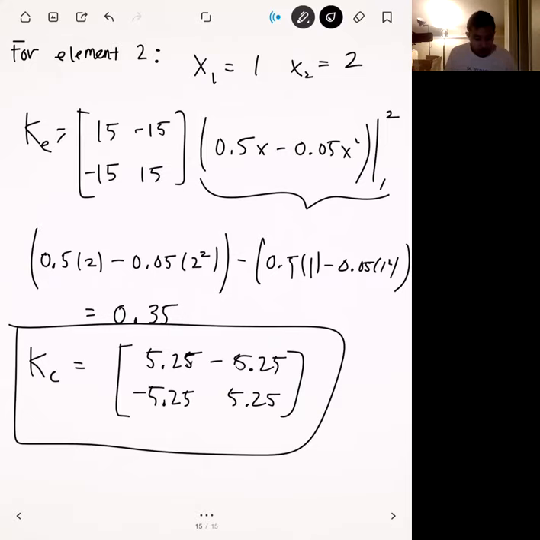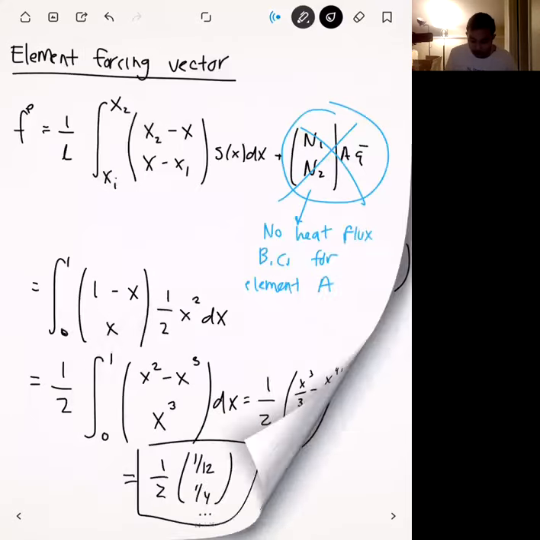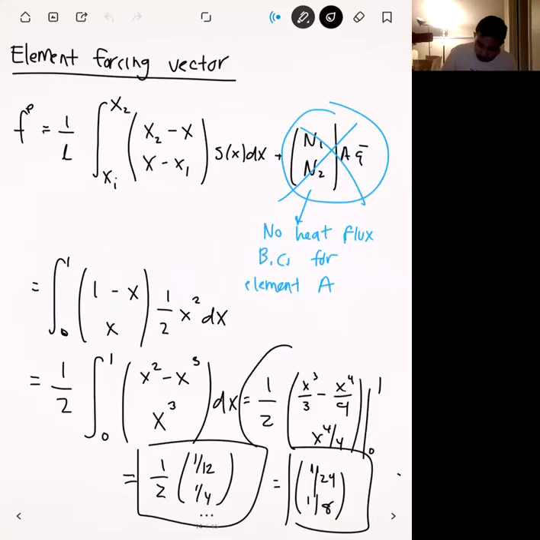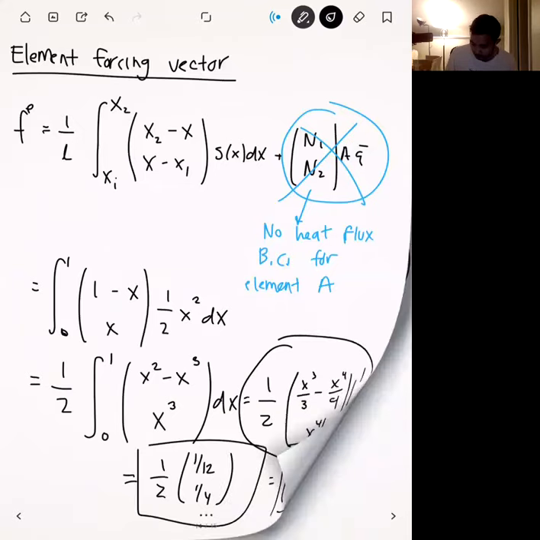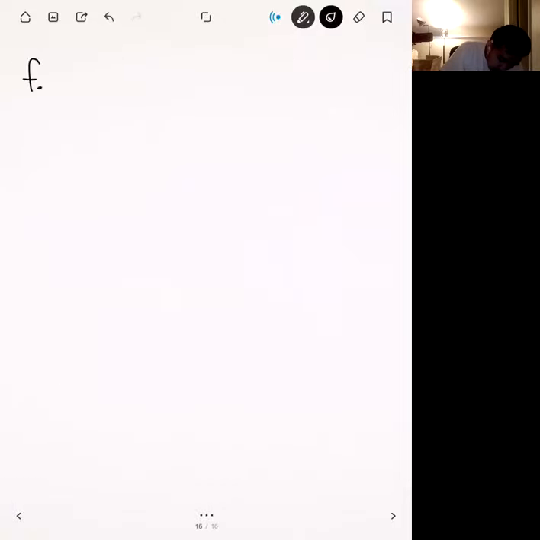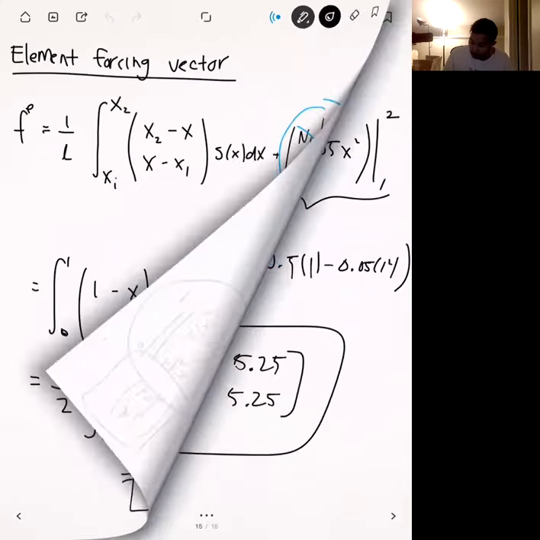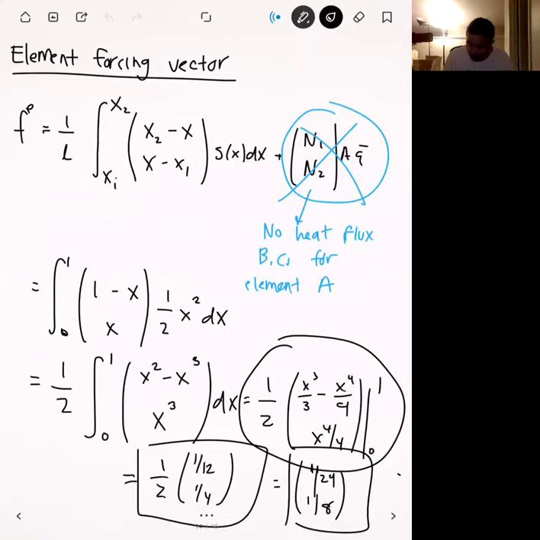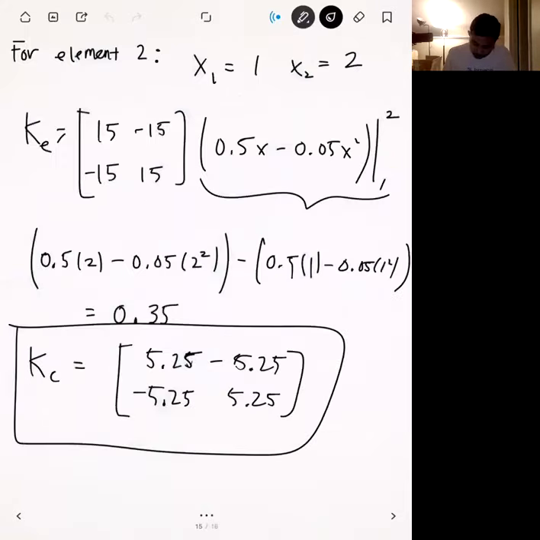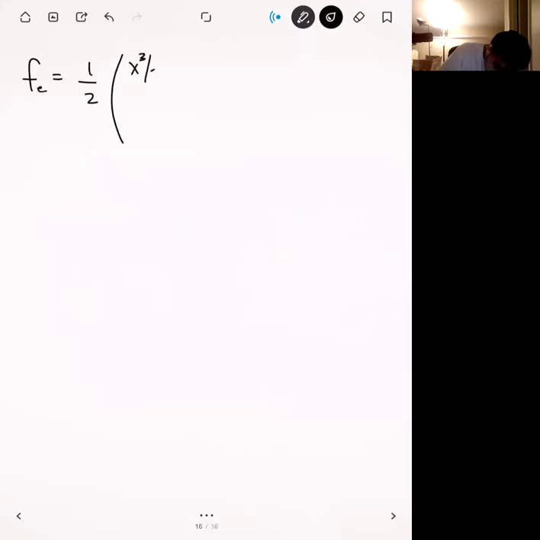And now let's do the element forcing vector, where I'm going to use the same result here. So I'm going to start right from there. FE is going to be equal to 1/2 times x cubed over 3 minus x to the 4th over 4, and on the bottom here, we have x cubed over 3, and we're going to evaluate this from 1 to 2. And so that's the term for the thermal generation. But we also have to add in our Neumann boundary condition term.